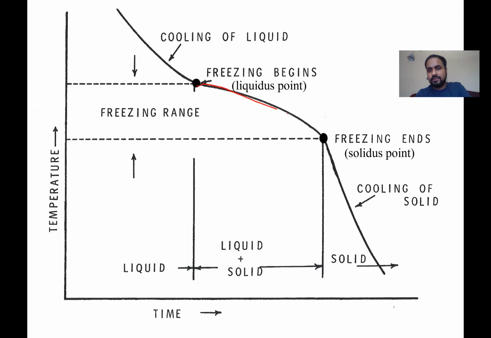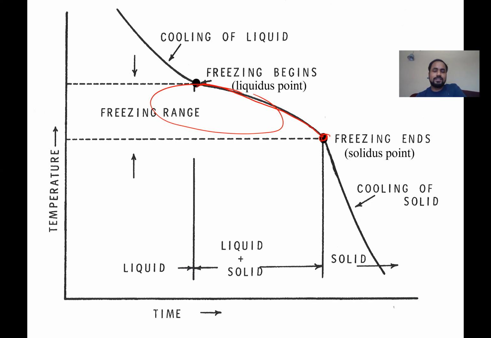The temperature decreases, and in this region you'll have a mushy zone. It'll be a mixture of liquid and solid. And then at a lower temperature, the solidification completes. So you can see in case of alloy, you have a mixture zone as well. Instead of one point, you have a range, melting range or freezing range.